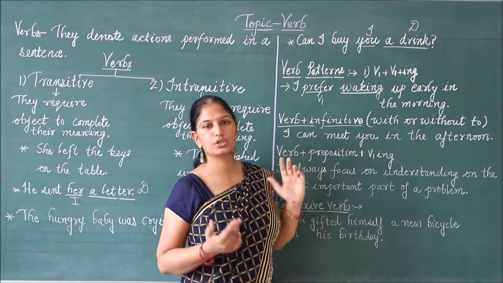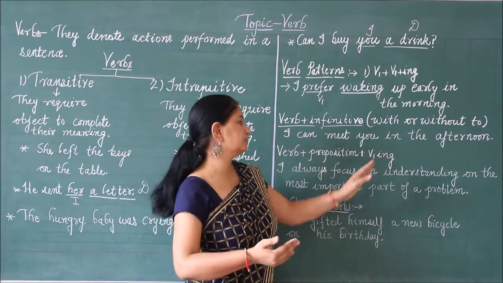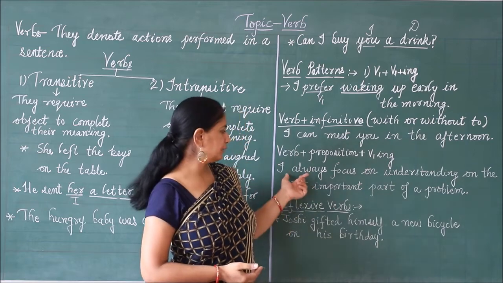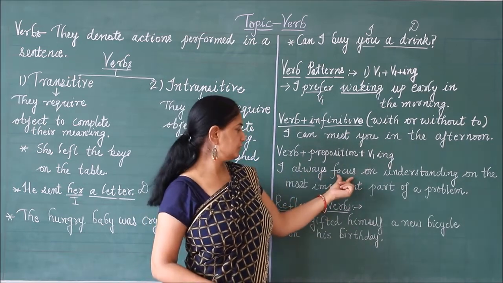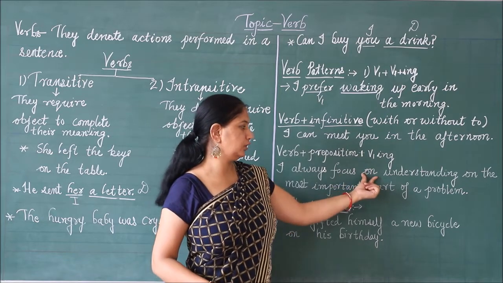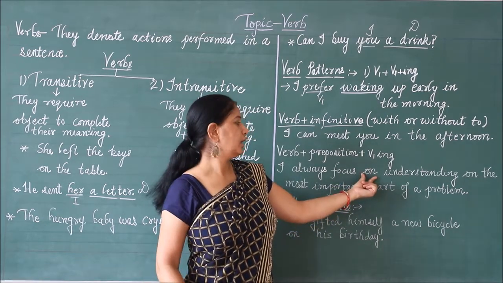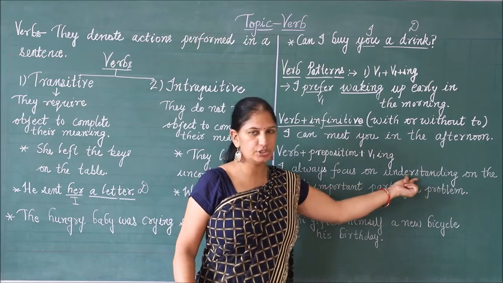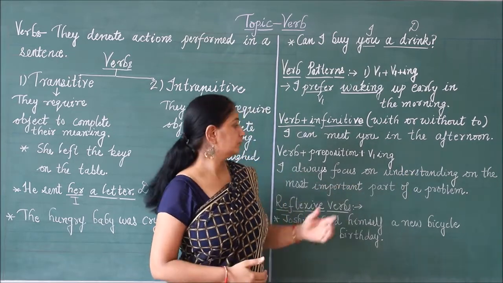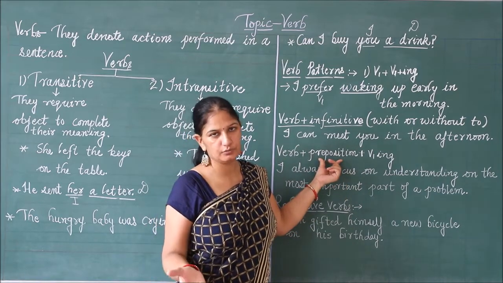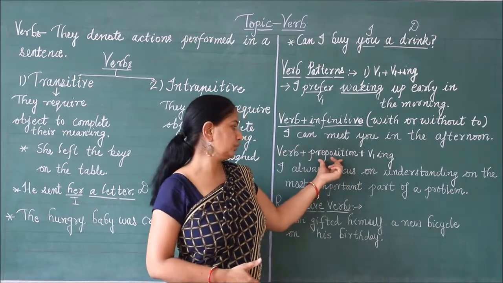Then the next pattern was verb plus preposition plus V1 ing. For example, I always focus on understanding. So focus is the verb, then on is the preposition. After a preposition comes V1 ing. So after a preposition we use the V1 ing form of the verb. So it becomes a pattern of the verb which is always followed in grammar.